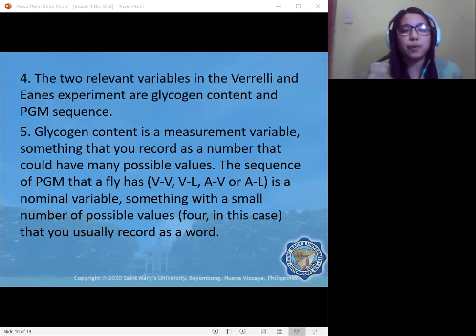Here, glycogen content is a measurement variable, something that you record as a number that could have many values. The sequence of PGM that a fly has is VV, VL, AV, or AL. It is not numerical, it is a nominal variable, or categorical variable in general: something with a small number of possible values, 4 in this case, usually recorded as a word.